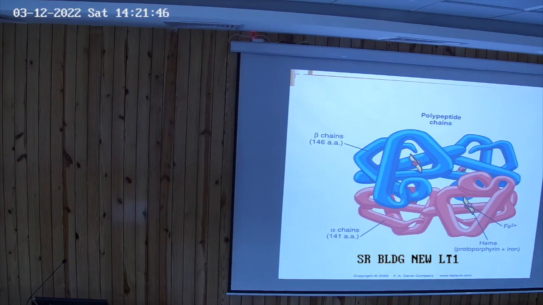So this is the structure. Heme is protoporphyrin. In some books it is written protoporphyrin 9 plus iron. So need not get confused. You may write protoporphyrin plus iron or protoporphyrin 9 plus iron. Okay.